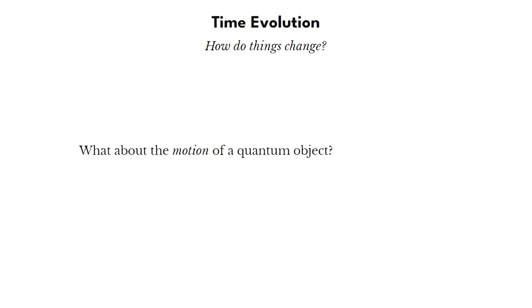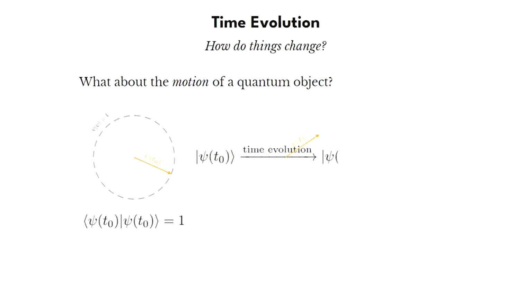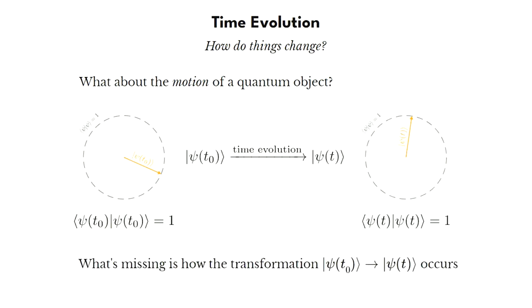Now, what about the motion of a quantum object? As you might already know, the quantum object is described through a quantum state. And this quantum state must be normalized. So whenever you do a time evolution of a quantum state evolving to another quantum state, it should also be normalized. Now, what's missing is how the transformation from psi at t naught to psi at t occurs.